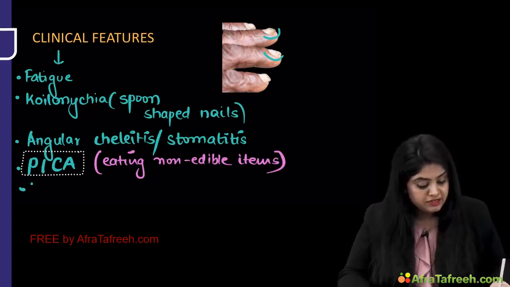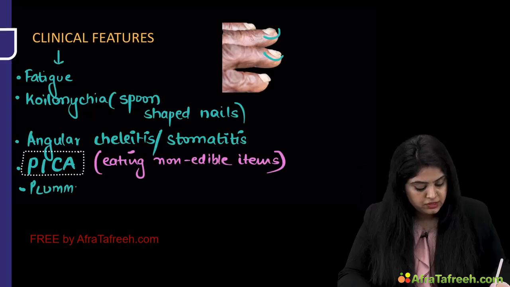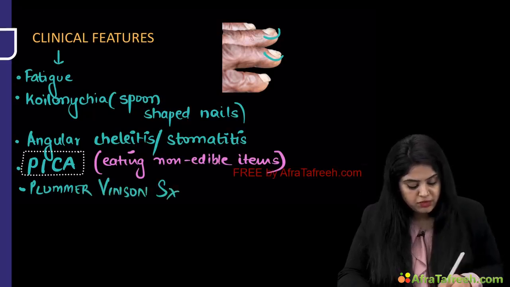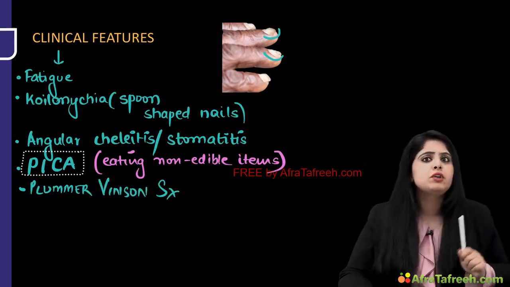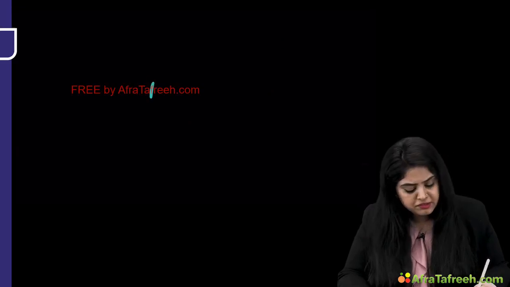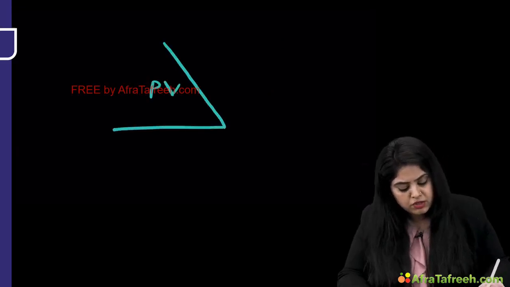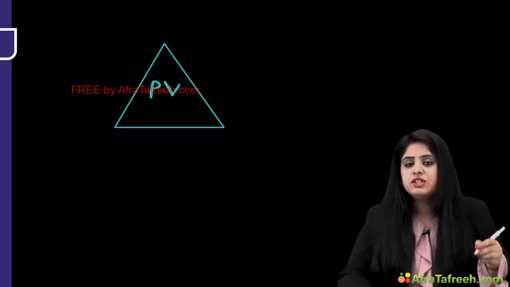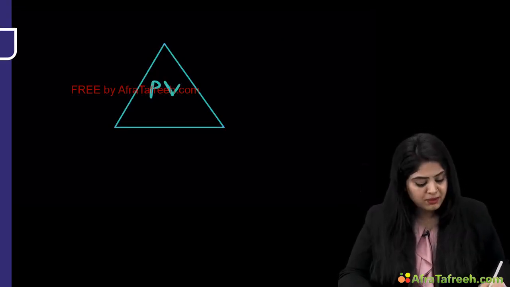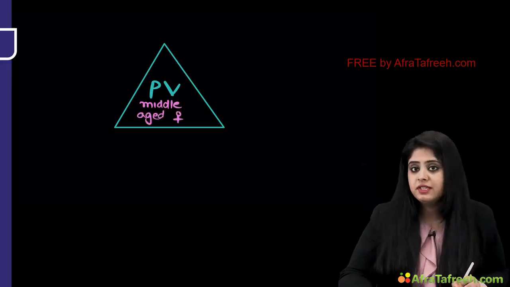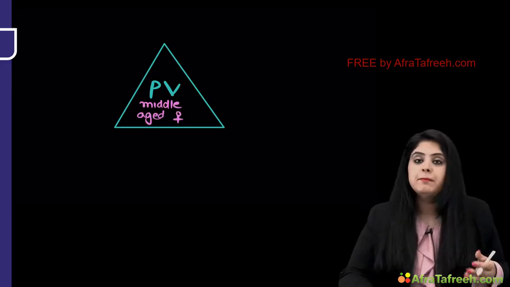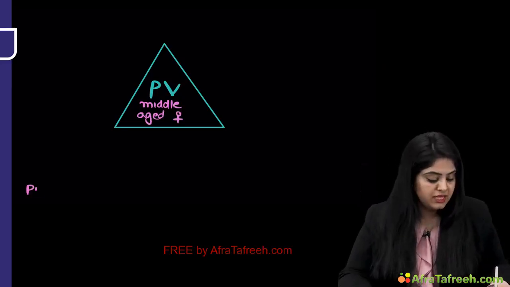And lastly, is there any syndrome with which you associate this? What is the syndrome known as? Plummer-Vinson syndrome. Do you guys remember what Plummer-Vinson syndrome was? I'm doing a very quick recap, although I have taught you everything about Plummer-Vinson syndrome way back in your GIT chapter. I gave you a very big hint. So Plummer-Vinson syndrome is usually a middle-aged female who comes to you with, obviously, the words Plummer and Vinson are not telling me anything.